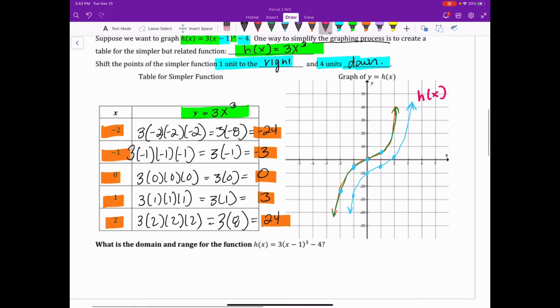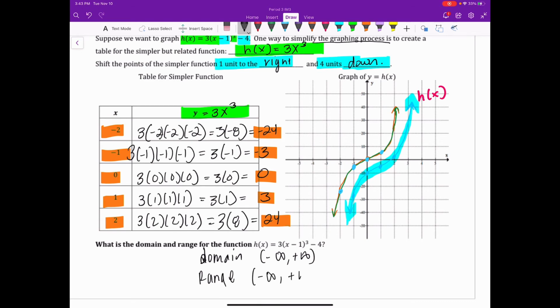All right, what's the domain and range? So remember, now I'm only paying attention to this one because this is the actual final graph that I have. The first one was just to be able to do the transformation and actually draw the final graph. So I'm only looking at that in blue. So the domain, well, it goes forever left and it also goes forever to the right. So the domain for this one is negative infinity, positive infinity. And then the range, well, what's the lowest value? What's the highest value? Again, it goes forever down and forever up. So negative infinity and positive infinity.